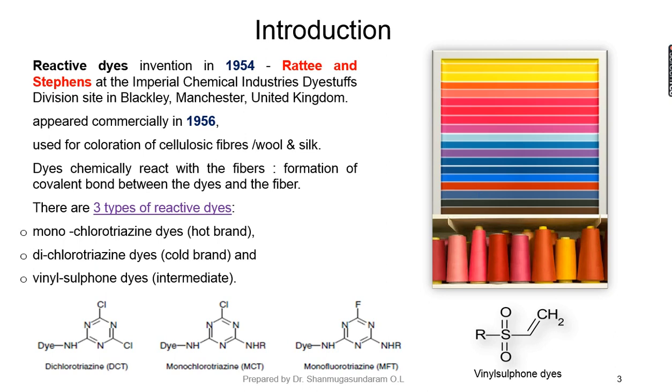Basically, there are three types of reactive dyes available. One is monochlorotriazine dyes. It is called hot brand reactive dyes. Dichlorotriazine dyes. These dyes are called cold brand reactive dyes. And vinyl sulfone dyes, which have intermediate reactivity. The chemical structures of these dyes are displayed at the end of this slide. Please look at this slide. The chemical structures are displayed here.